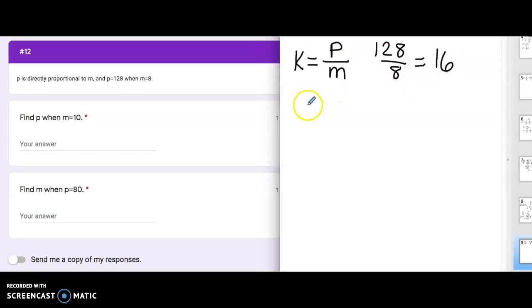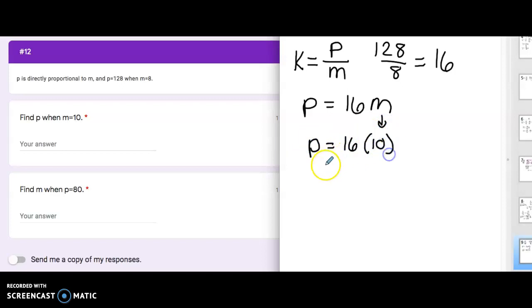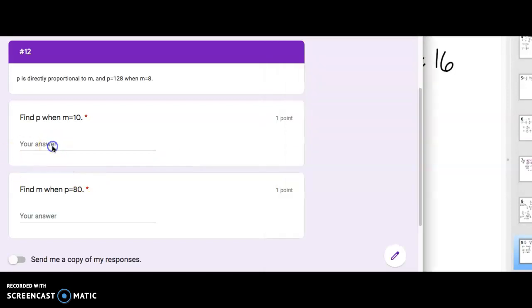Write the equation. P comes first. So P equals 16M. And we have M is 10. So we're going to plug in 10 for M. So P equals 16 times 10. P equals 160.